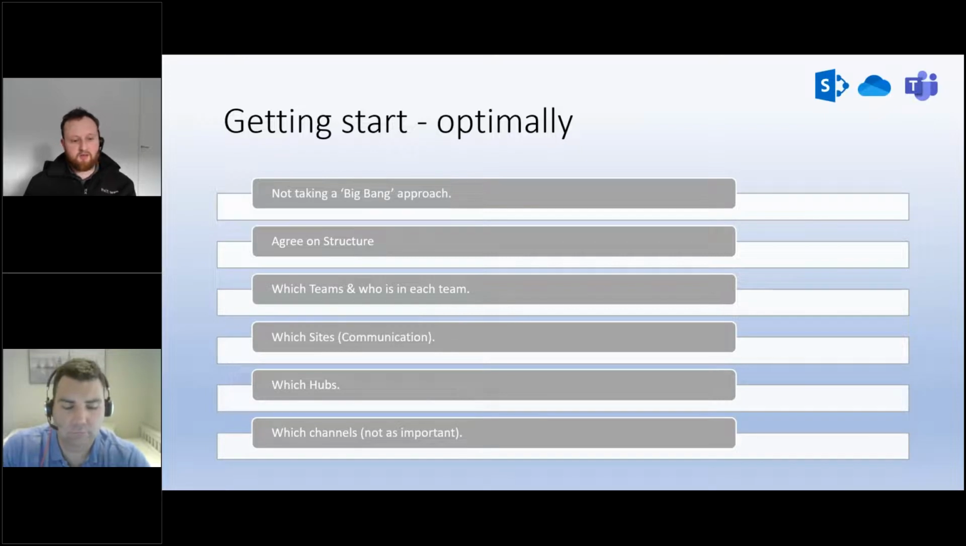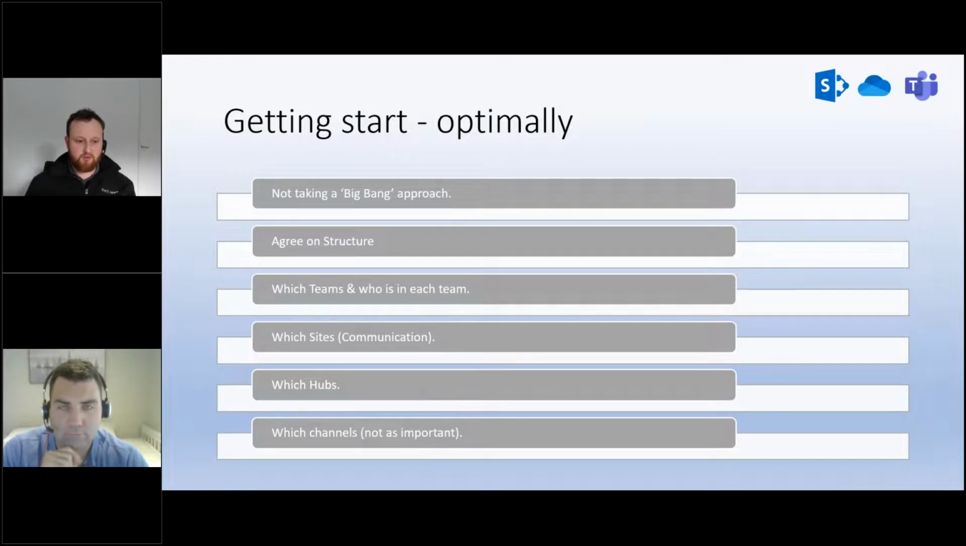So after that, the first thing to do is agree on the structure, which can be difficult to do. But the good thing is, since you're not going to do it all at once, you don't need to get the structure perfect. You can get like 80% there, and then make teams on the fly as it evolves.